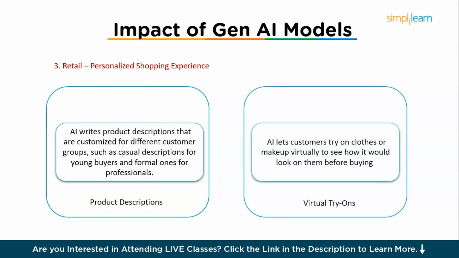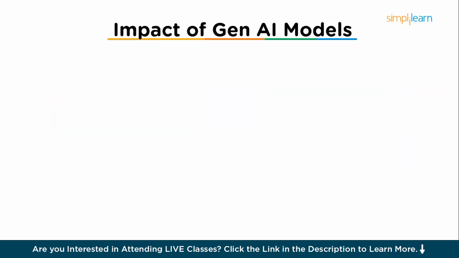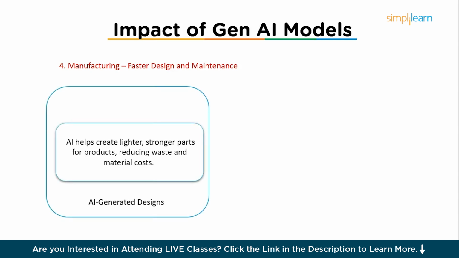And then we have virtual try-ons. So AI lets customers try on clothes or makeup virtually to see how it would look on them before buying. For instance, Sephora's app uses AI to suggest makeup and lets users see how it looks on their face using their phone camera. So now moving on to the fourth one, we have manufacturing. There is faster design and maintenance. So AI is also making manufacturing more efficient. The first one is AI generated designs.